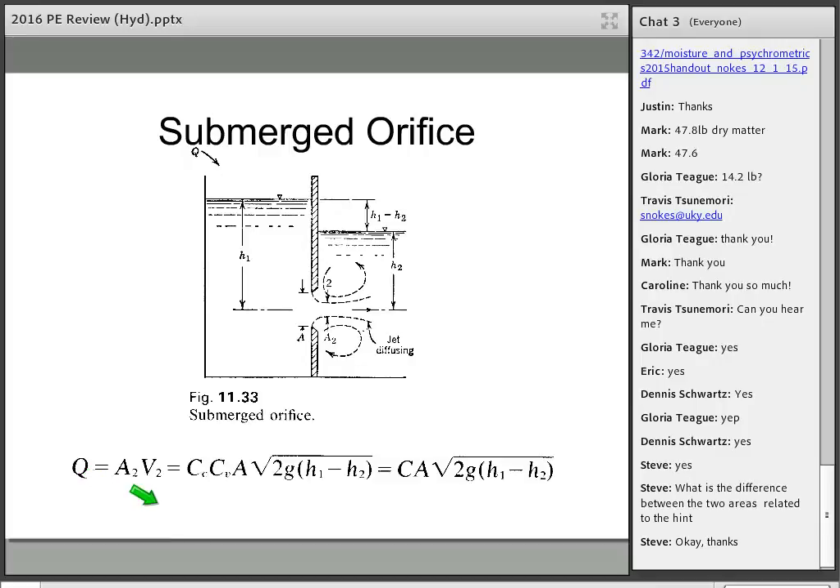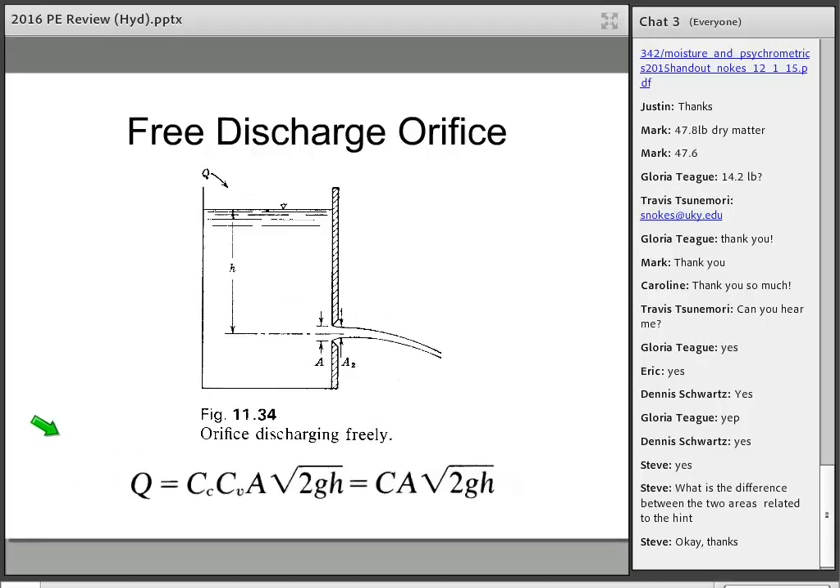But here's what the equation looks like: you've got 2 different coefficients that get put together to be a single coefficient. You've got the area of the orifice, and then you've got gravitational acceleration and the difference between the heads. And that's essentially, area times velocity is flow rate. So that's what you're trying to calculate here eventually.